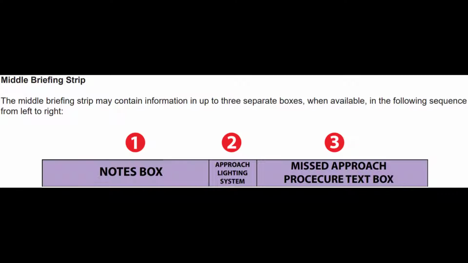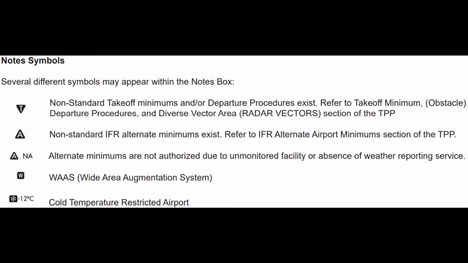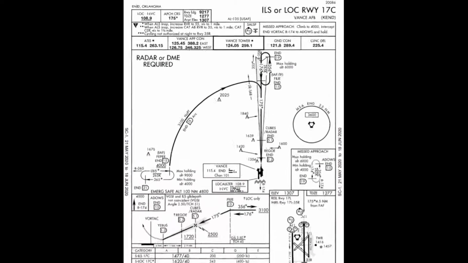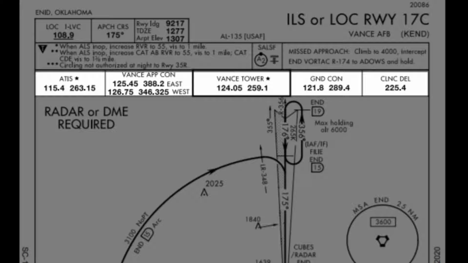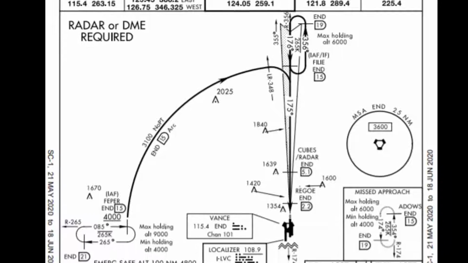Those boxes are the note box, the approach lighting system box, and the missed approach procedure text box. The notes box can contain several different symbols. Some of these symbols include the treble T, inverse A and A, W, and cold temperature restricted airports. Next is the communication strip. This strip contains the frequencies needed to contact controlling agencies, as well as grab ATIS or contact ground or clearance delivery at a particular airport.